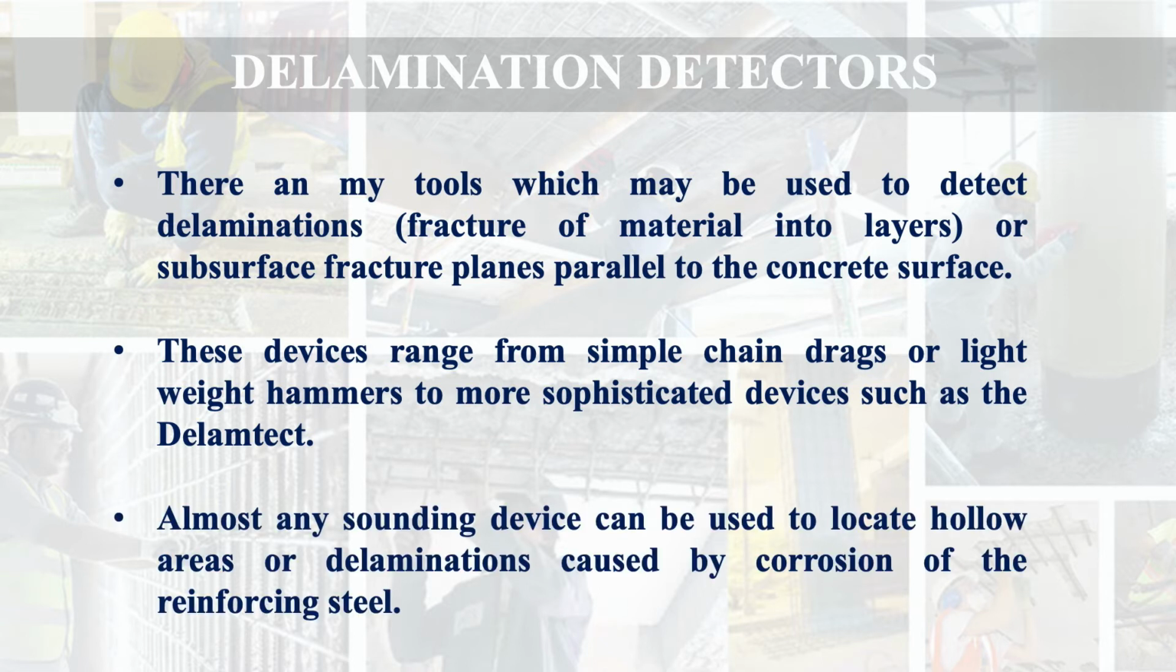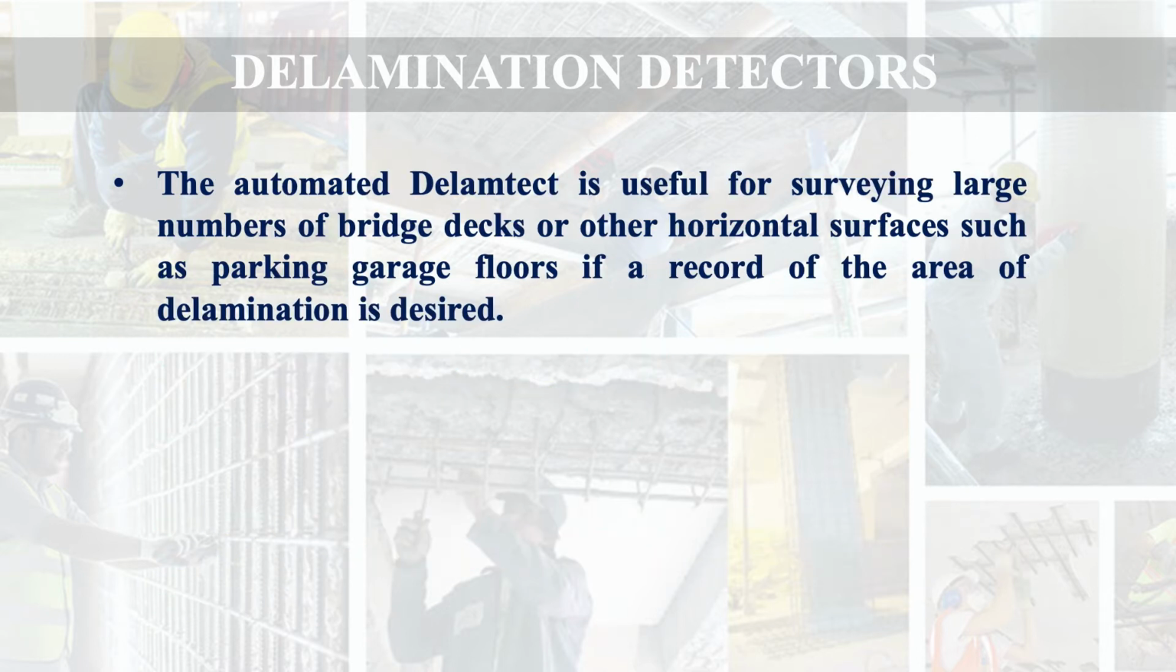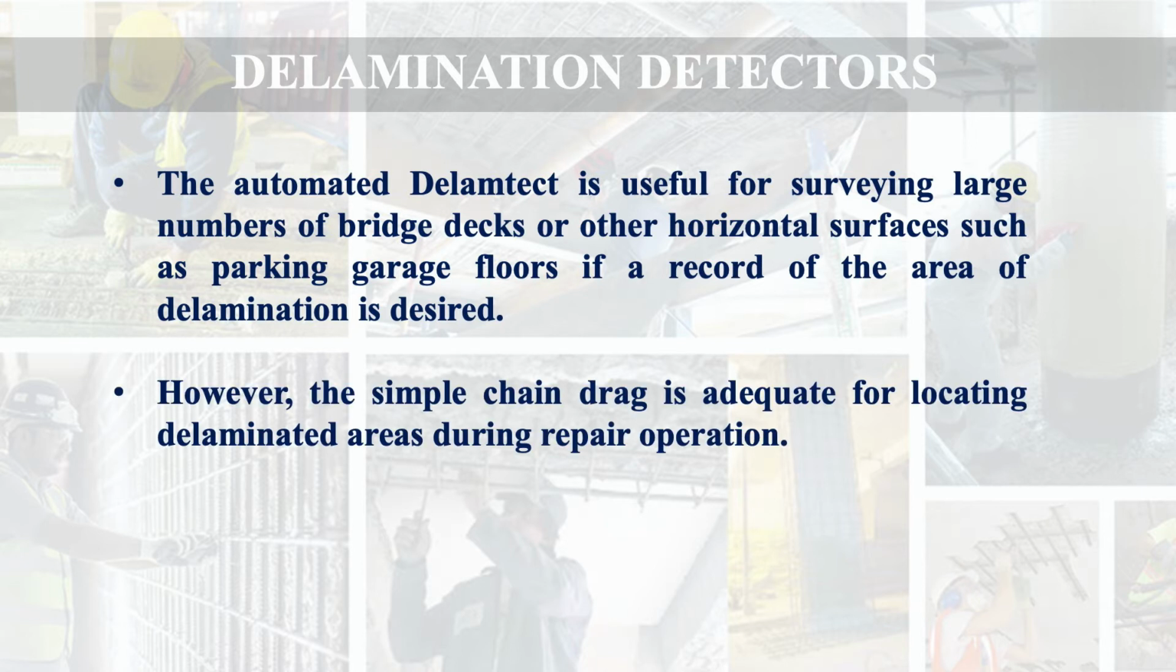Almost any sounding device can be used to locate hollow areas or delaminations caused by corrosion of reinforcing steel. The automated DelamTect is useful for surveying a large number of bridge decks or other horizontal surfaces such as parking garage floors if a record of the area of delamination is desired. However, the simple chain drag is adequate for locating delaminated areas during repair operations.